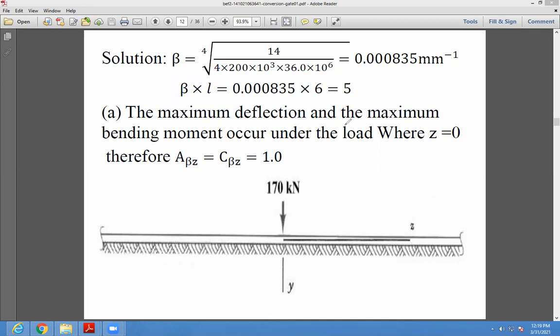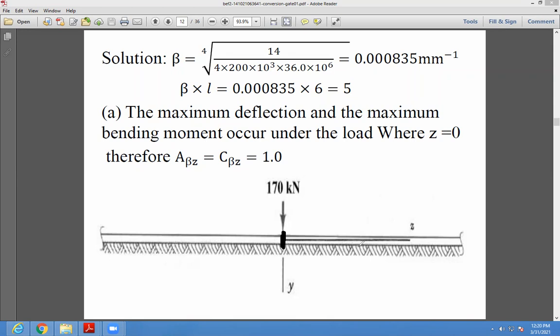For the maximum deflection and the maximum bending moment, add on: maximum deflection and maximum bending moment occur below the load, under the load. लोडच्या एक्झॅक्टली खाली आपल्याला बेंडिंग मोमेंट मॅक्झिमम भेटेल और द डिफ्लेक्शन.